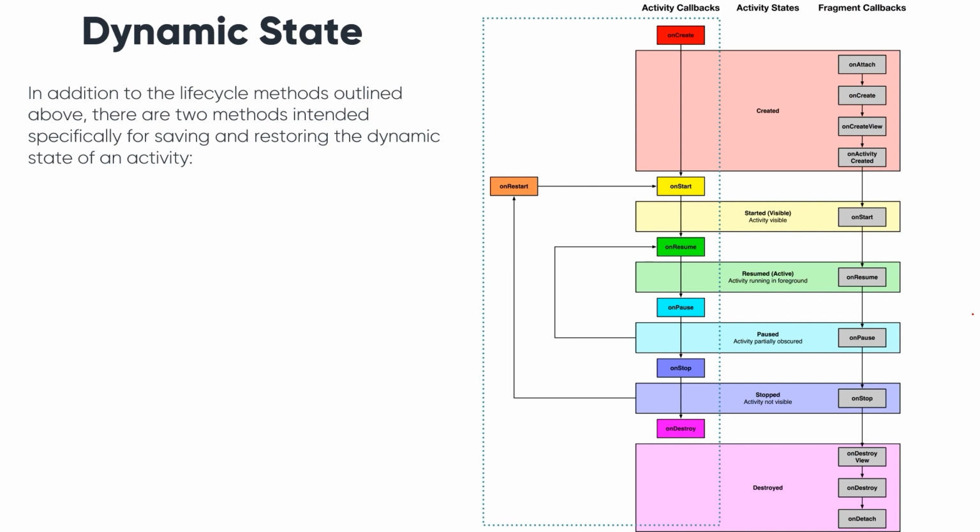And later we will talk about the dynamic state and how to pass data between the activities and how to store data. So just a little note. In addition to the lifecycle methods outlined above, there are two methods intended specifically for saving and restoring the dynamic state of an activity.